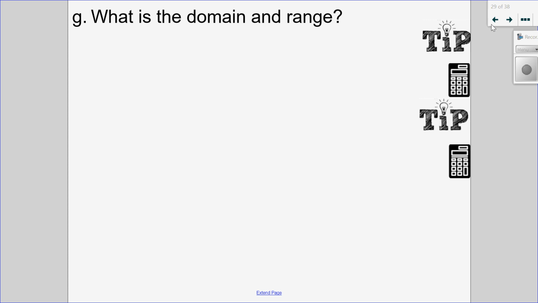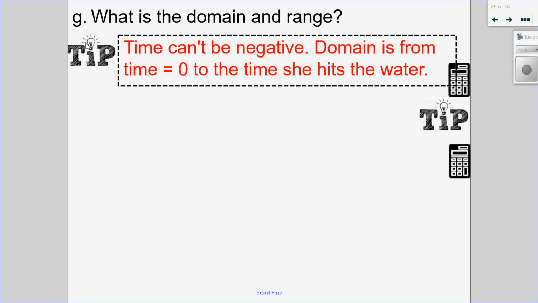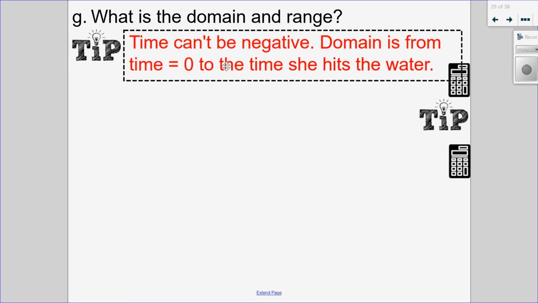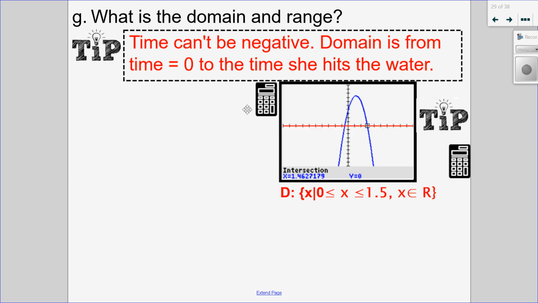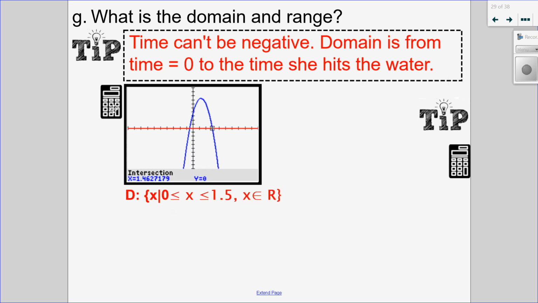And then the last one, what is the domain and the range? So my tip for you with the domain: time can't be negative. So the domain is from time equal to 0 to the time she hits the water, which was that x-intercept we already calculated. So my domain is going to go from 0 to 1.5.